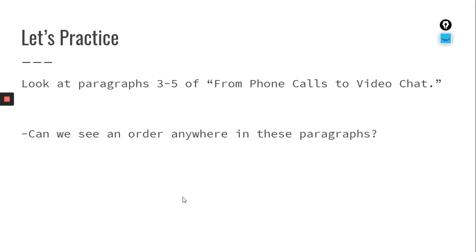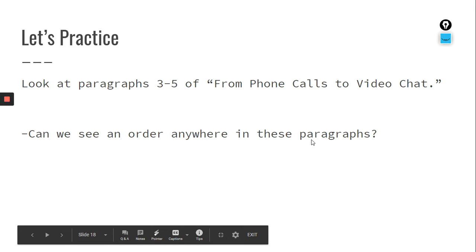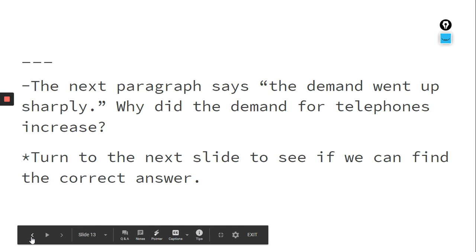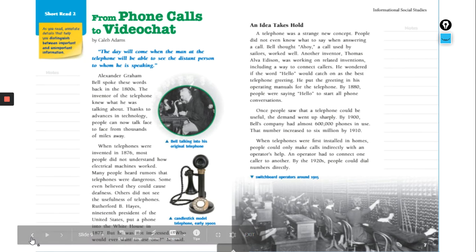All right, guys, so we're going to look closely at paragraphs 3 through 5 of the article From Phone Calls to Video Chat to see if we can identify any sequential text structure. Meaning, we're going to see, can we see order anywhere in these paragraphs? Do they put any steps down? So let's go back and open up that article again. We're going to look at paragraphs 3 through 5. So we started reading 3.